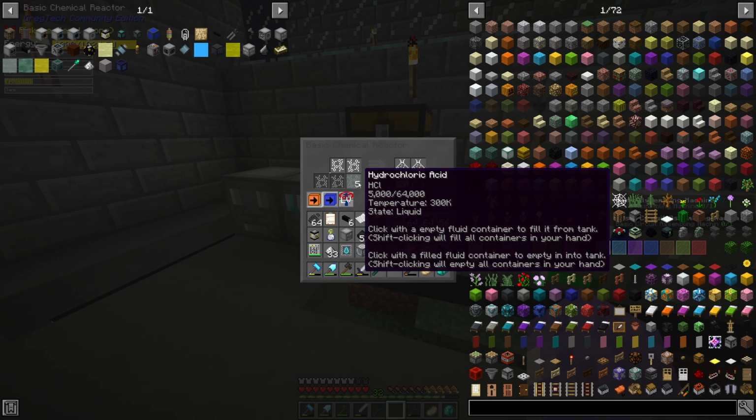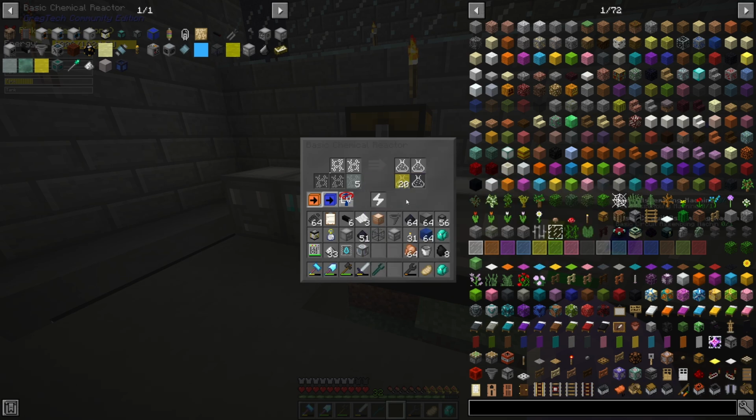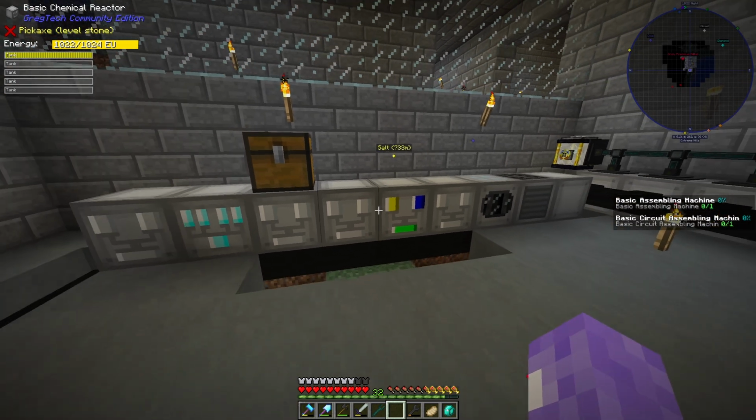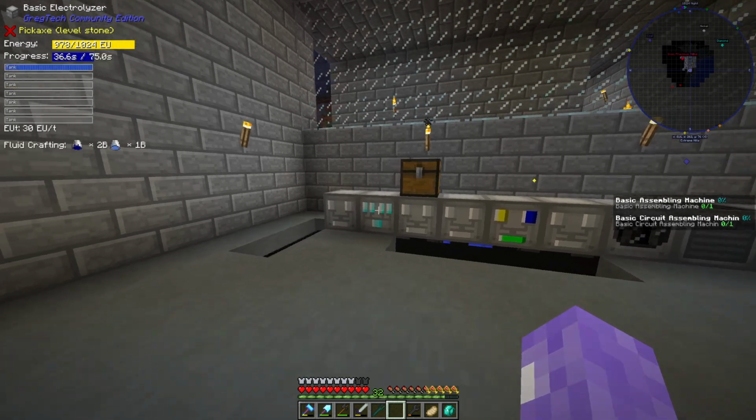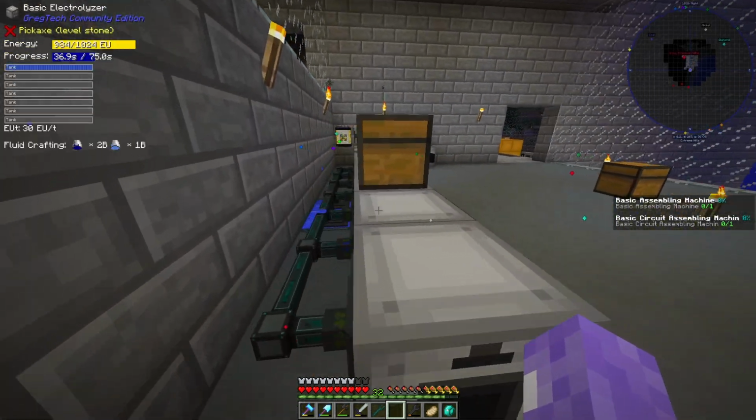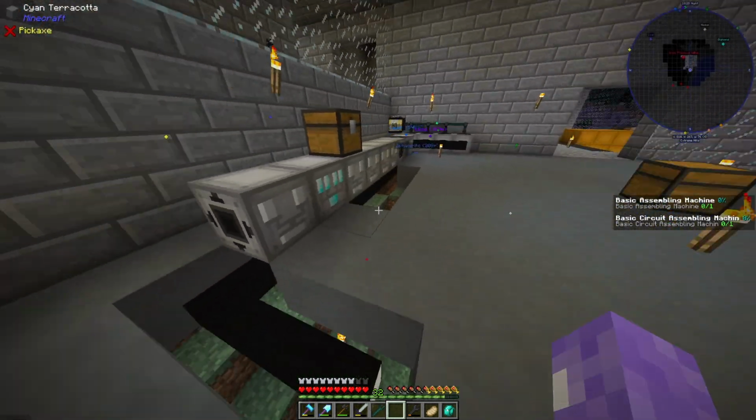But I'm not seeing the hydrochloric acid. I guess in LV we don't get the chlorine as a byproduct, so this may not be even super useful even in the short term, but it's still fun to play around with. You can kind of see what GregTech's all about and getting these machines functioning and working and playing nicely together.